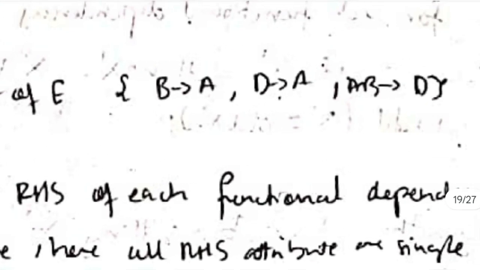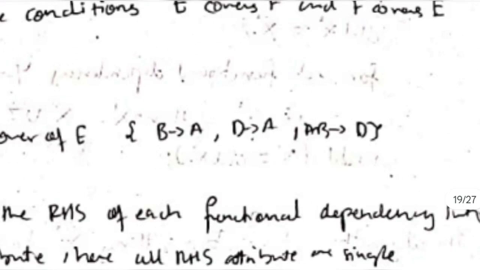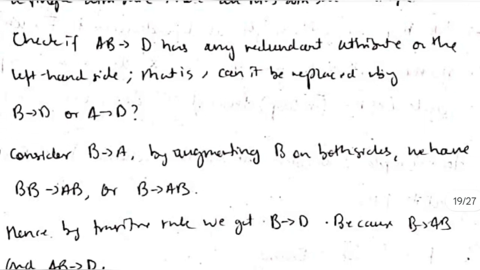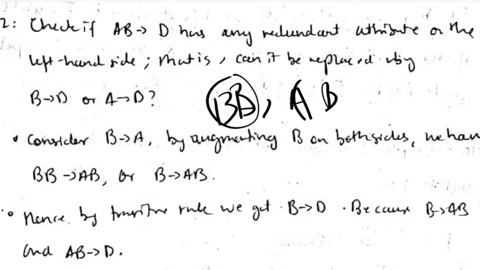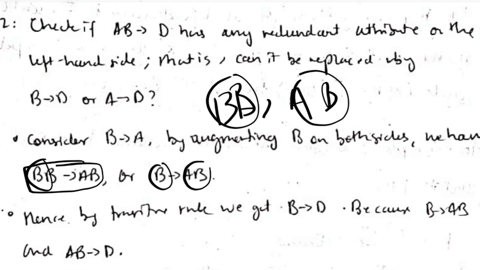Okay, so if B tends to A, and I multiply both sides by B, that will not make any difference. So it will be BB tends to AB, right? What I had is B tends to A. I multiplied B on both sides, so I will have BB tends to AB. Since BB is equal to B only, I will be writing B tends to AB.